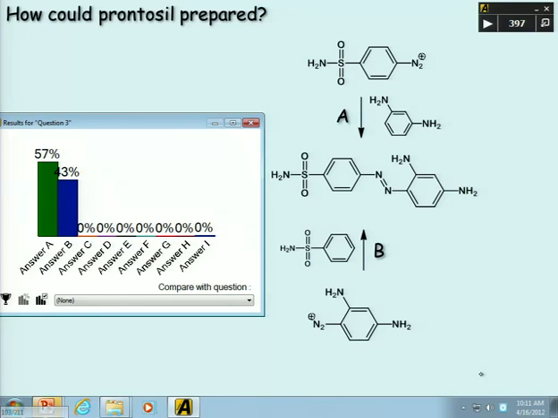Who chose A? Why did you like A? Well, I was looking at B at first because it was similar to that last problem, but I think the sulfur group is like a deactivator, so it would add on the meta instead of the para. So I figured in A, you're looking at the NH2, which is an activator, so then that would add on the para position, so I chose A instead of B.